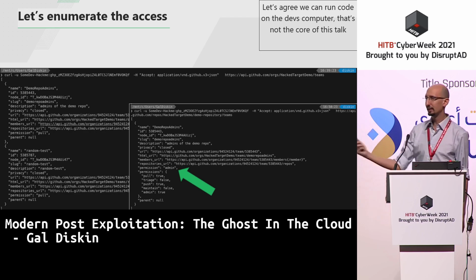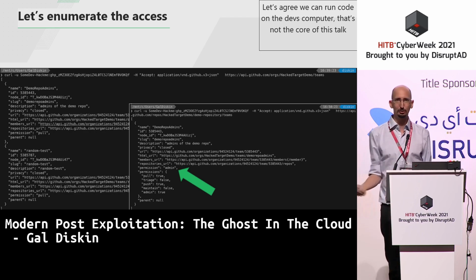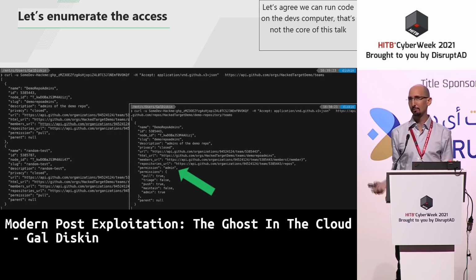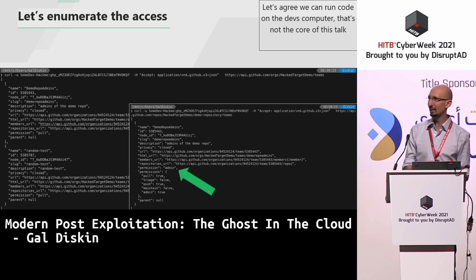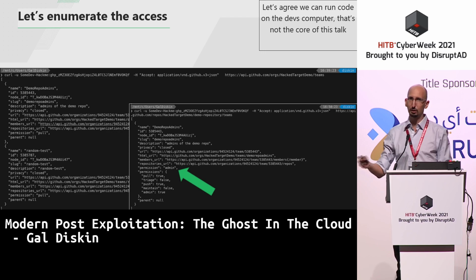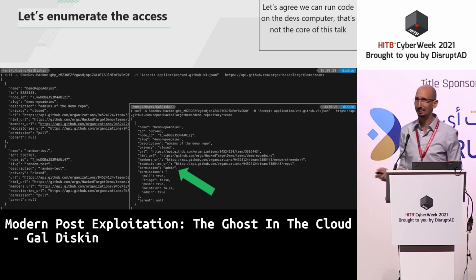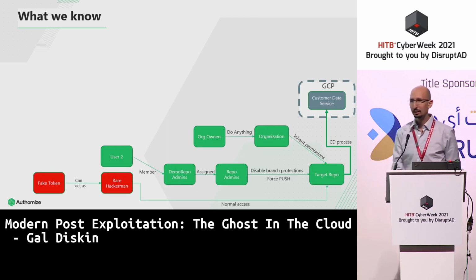And let's agree that if we can push code to GitHub, we can run code on the dev's computer, because I can push the code, for those that it's unclear, to the dev's own private branch, and then they will run it all the time.